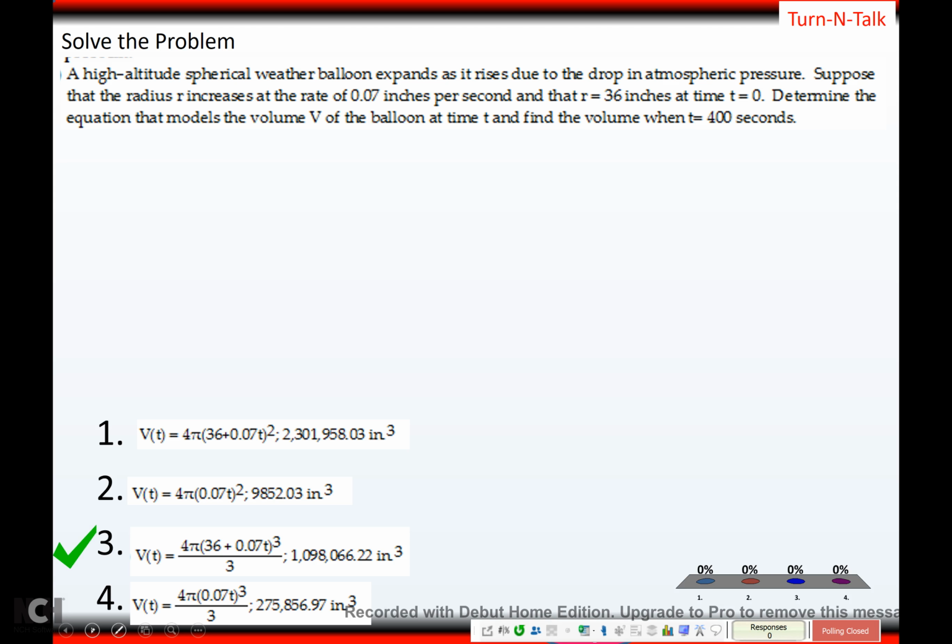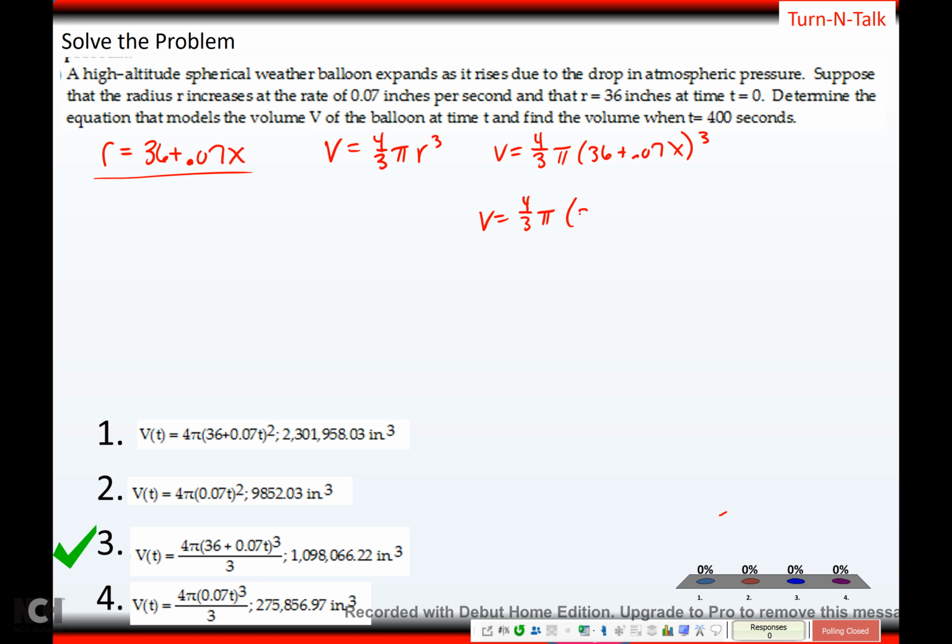Alright, a high altitude spherical weather balloon expands as it rises due to the drop in atmospheric pressure. Suppose that the radius r increases at a rate of 0.07 inches per second and that it started at 36 at time 0. Determine the equation that models the volume, which is 4/3 pi r cubed. So I just replace my r with that. So it's going to be 4/3 pi times 36 plus 0.07x cubed. And then they want me to figure out at 400 seconds. So they're telling me to change x to 400.